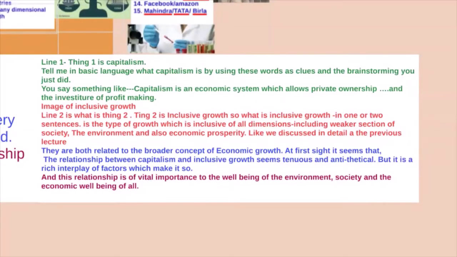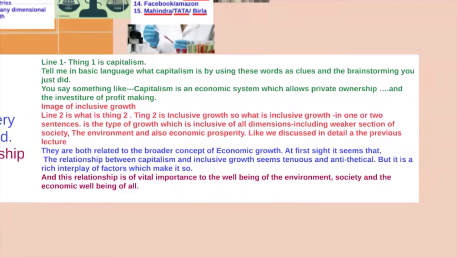Let's take an example which we've been considering, which you're pretty familiar with by now. Capitalism cannot bring inclusive growth. You know that thing one is capitalism, and so you just follow this method, and you know that in the first line you're just supposed to explain what capitalism is, and based on all the brainstorming which you did, you have all the keywords with you. You'll probably say something like this. You'd say that capitalism is an economic system which allows for private ownership, and this is simple enough, it should do for now.